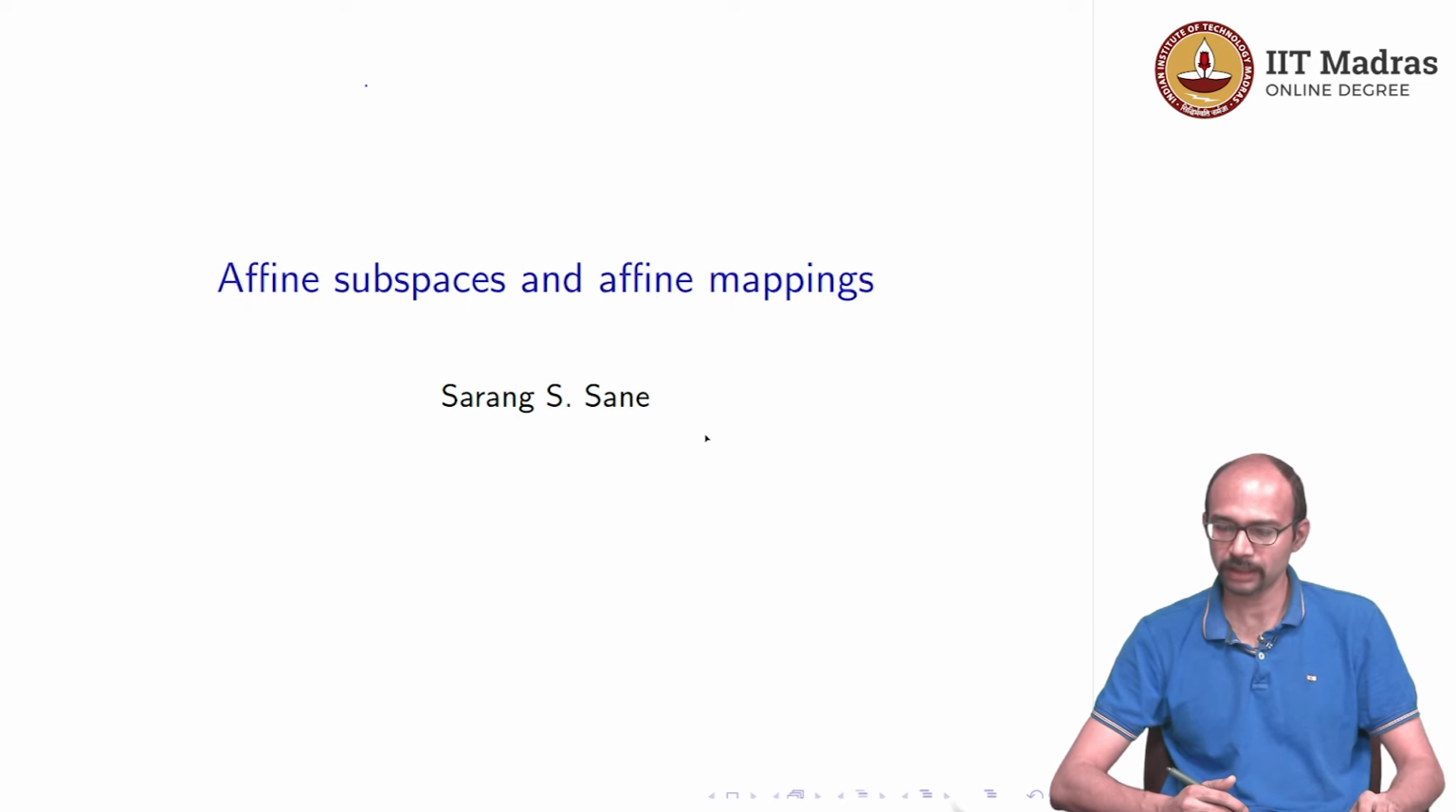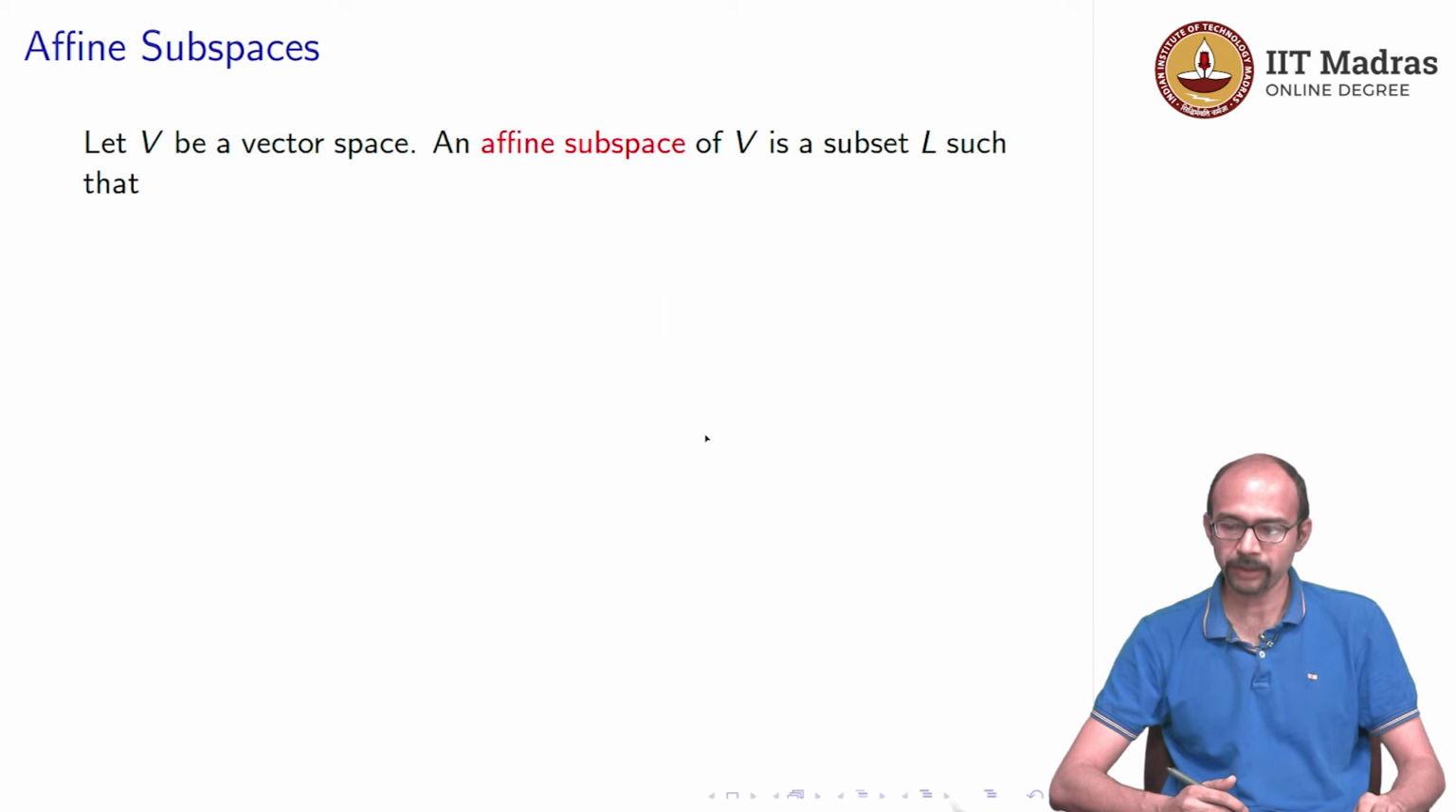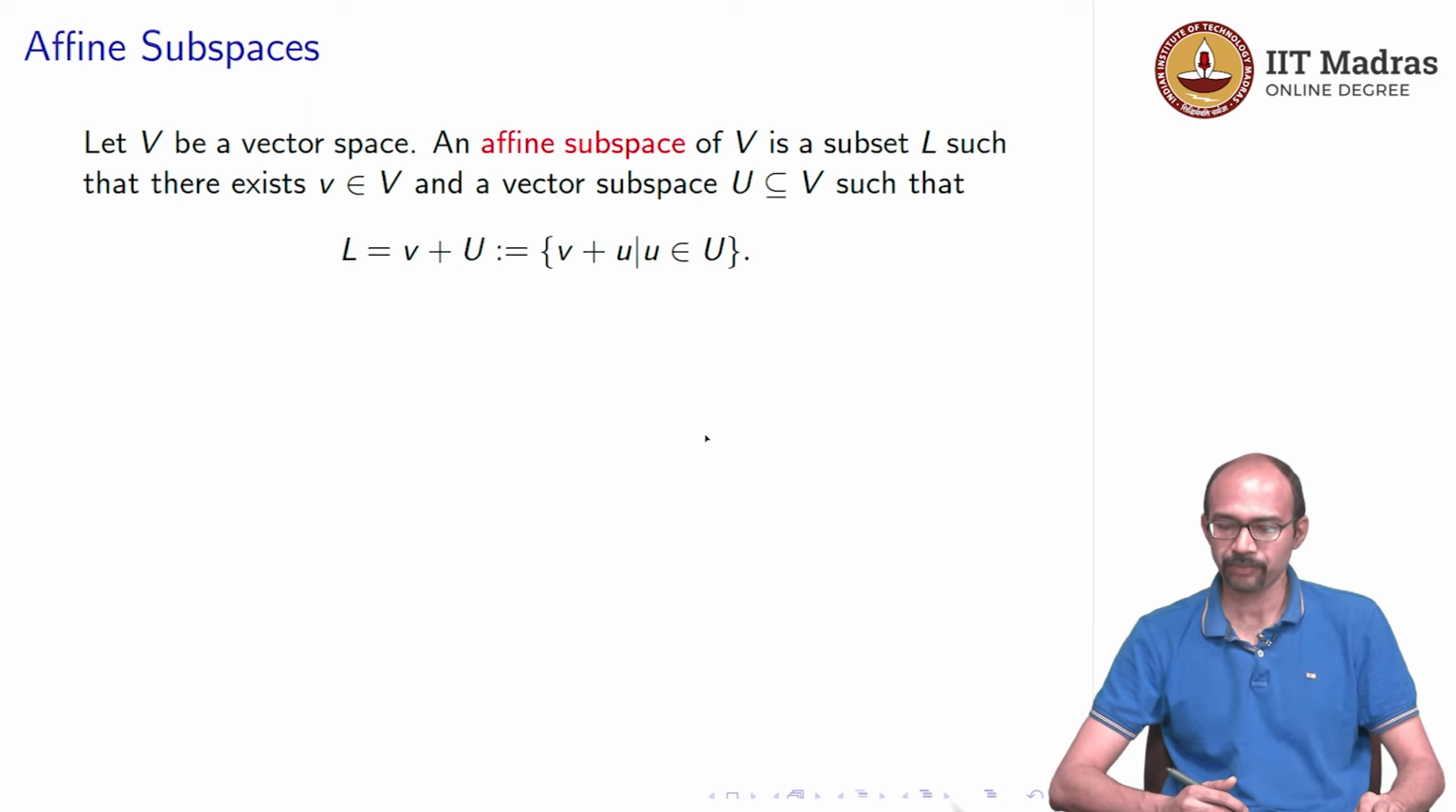Okay, so let us look at affine subspaces and affine mappings. Let V be a vector space. An affine subspace of V is a subset L. It is a subset, mind you, not a subspace, such that there exists a vector v in V and a vector subspace U in V such that L is little v plus U.